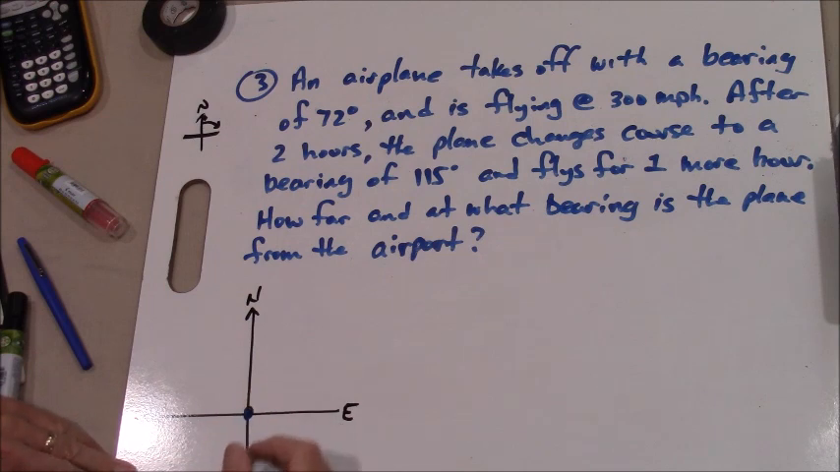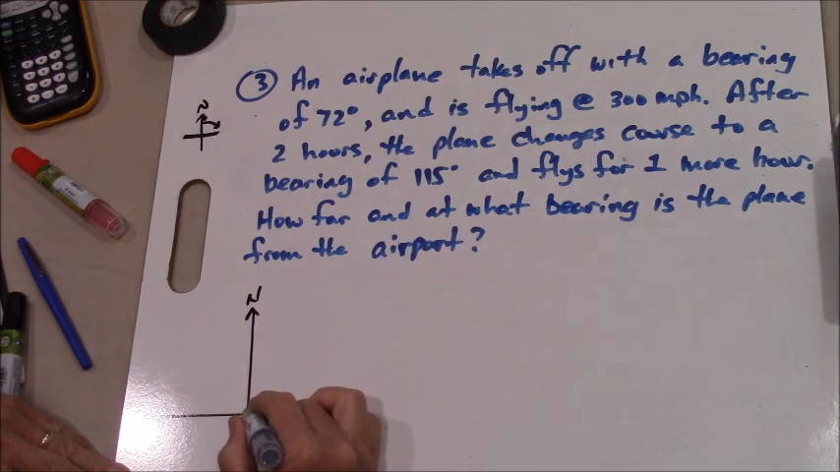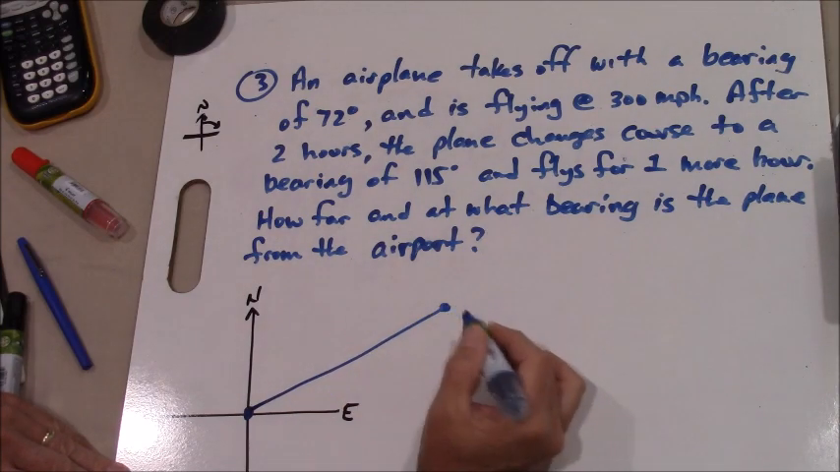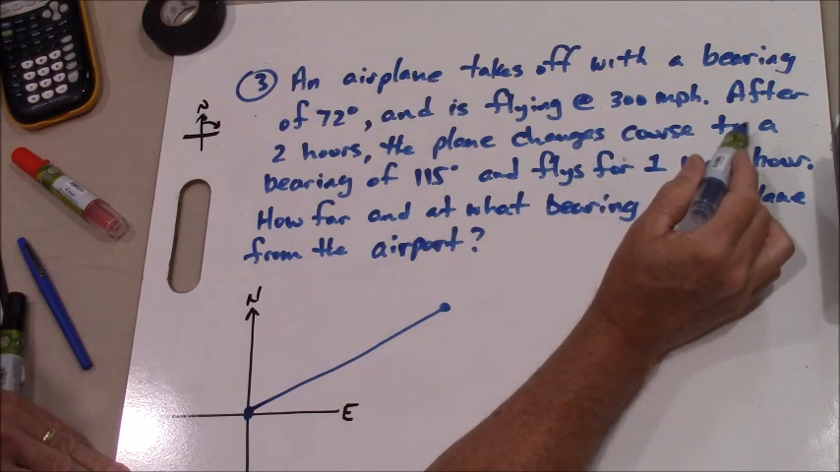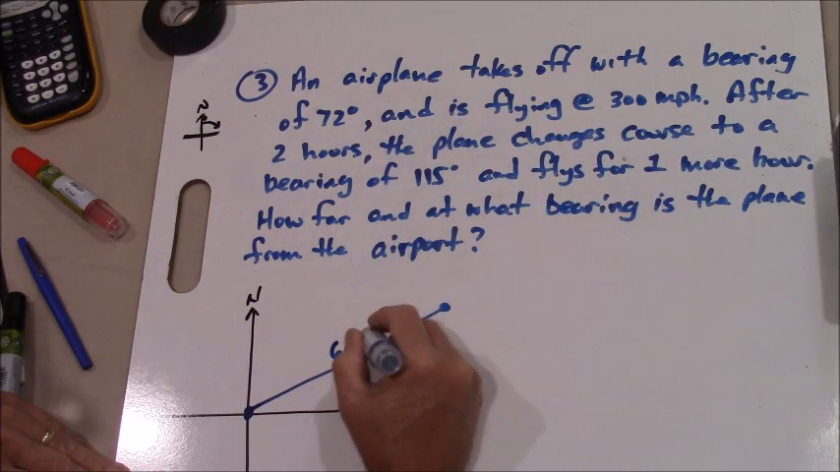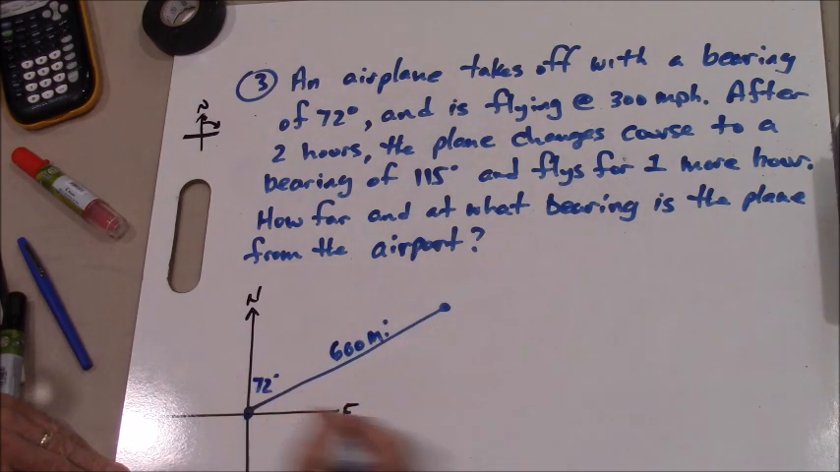The plane starts right here and it flies at a bearing of 72 degrees. So I start north, I rotate 72 somewhere down in here, and the plane flies this direction at 300 miles per hour for 2 hours. So that would be 600 miles. And this angle right here is 72 degrees.